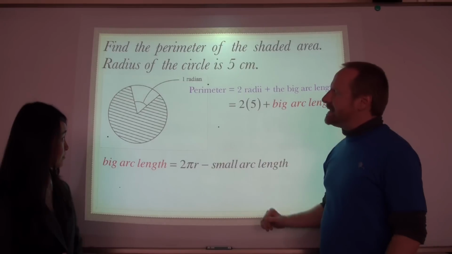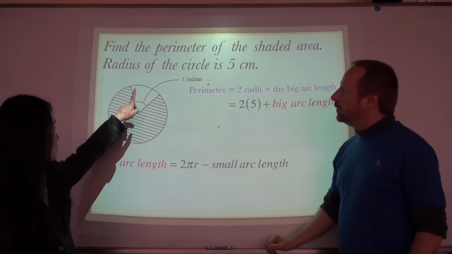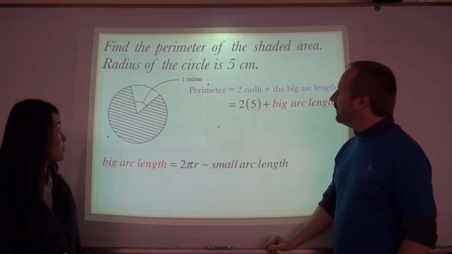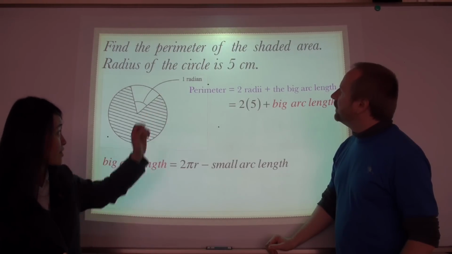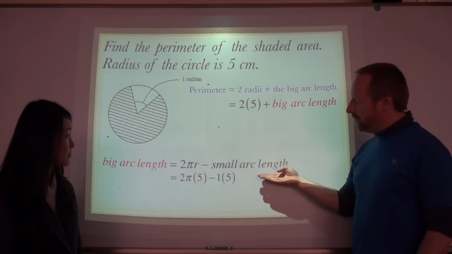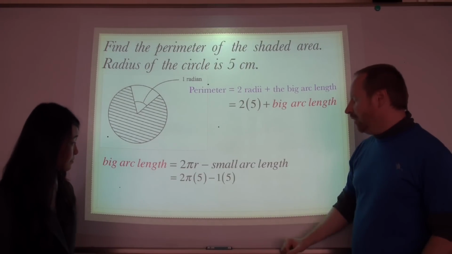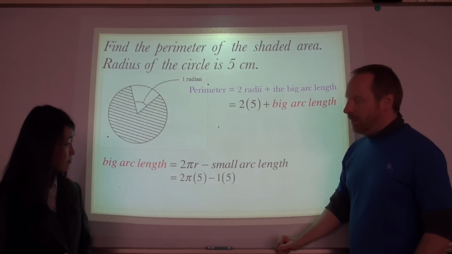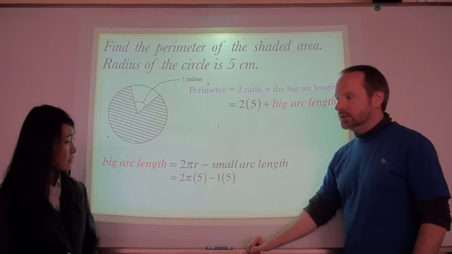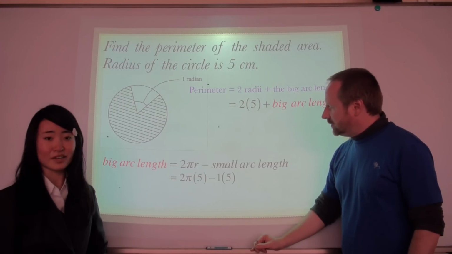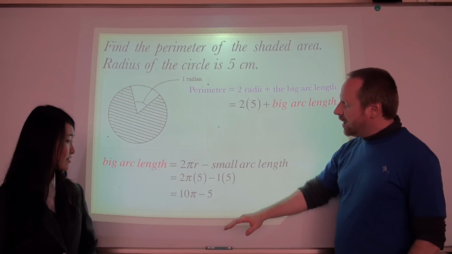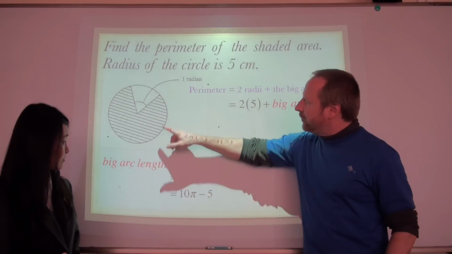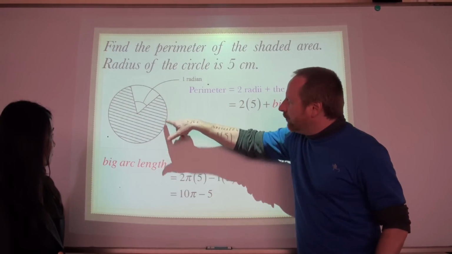Now, in this case, what's theta? Theta is 1 radian. Very good. And what's the radius? It's 5 centimeters. Okay, so putting 5 in for the radius and 1 in for the angle, this is what we get. And what does that simplify down to? It's 10 pi minus 5. Very good. Now again, remember that we were solving for just the big arc length, so the outside part.